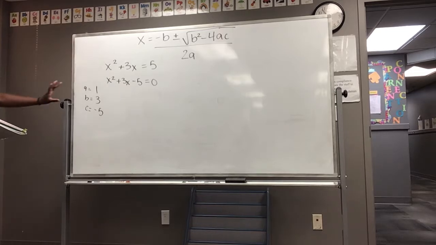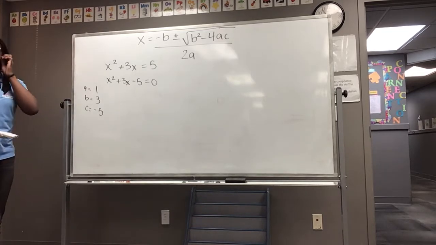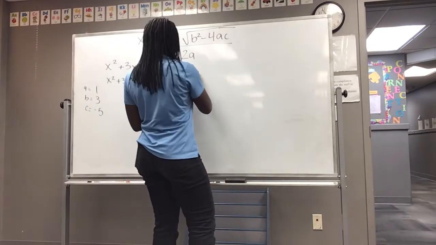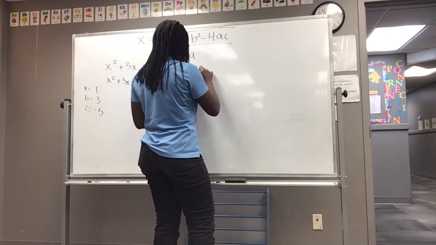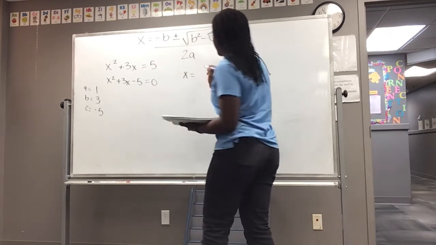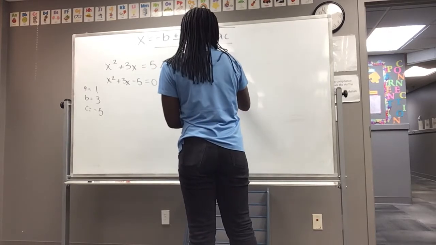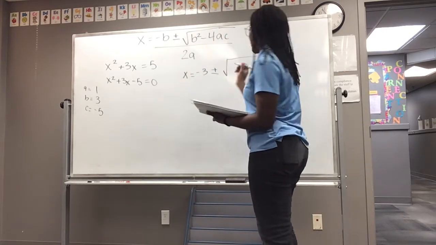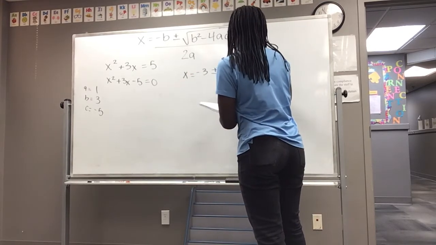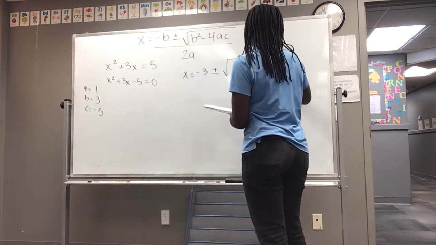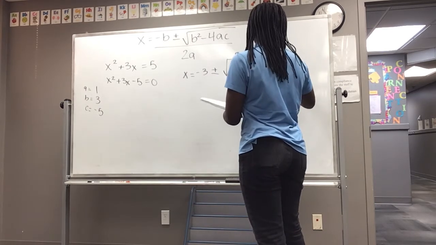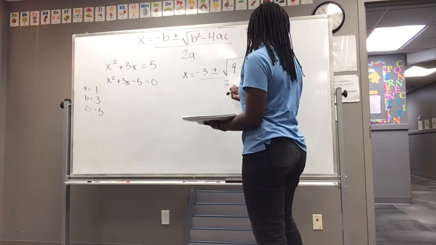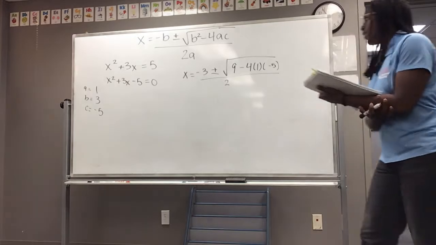And so now I'm going to plug all of these numbers into my quadratic formula. So I'm going to do it over here. x is equal to negative b, so negative 3, plus or minus the square root of b squared, so 3 squared, I'm just going to write 9, minus 4 times a, which is 1, times c, which is negative 5, and then over 2 times a, and a is just 1, so I'm just going to write 2 there.